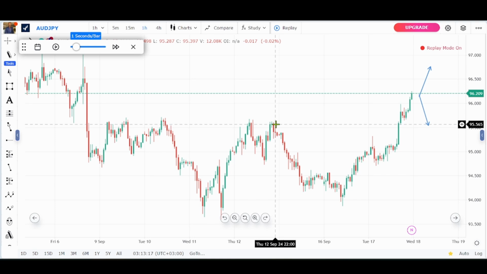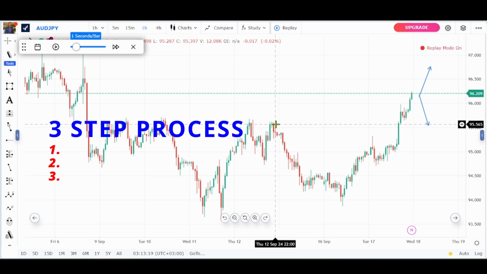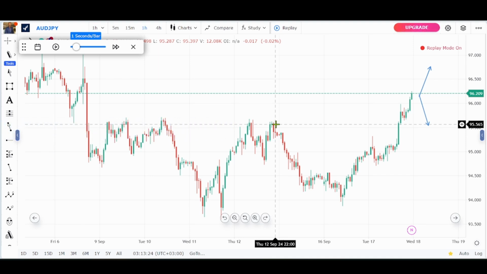Today I'll be showing you my 3-step process that I normally use in almost every single price action trade that I place.